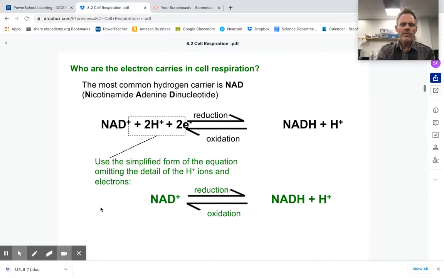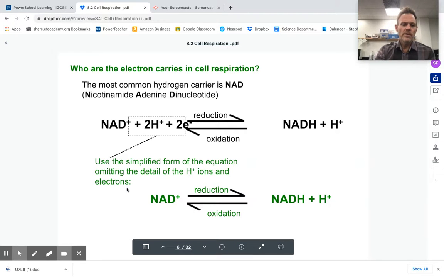So in this reaction right here, sometimes it gets a little confusing because you don't know what's being gained and what's being lost. So there are electron carriers, these molecules that are going to be super important. One of them is NADH, the other one is FADH2. So we're going to be looking at these.